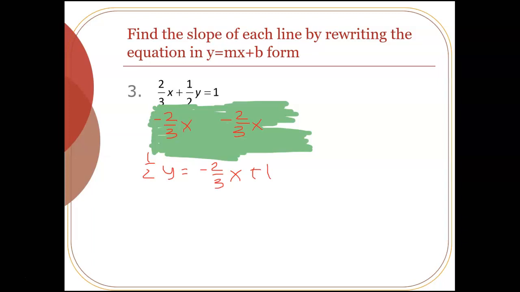Now in order to get rid of the 1/2, you're going to multiply everything by 2, because the reciprocal of 1/2 is 2. So 2 times 1/2 becomes 1y. 2 times negative 2/3 is negative 4/3 x. And 2 times 1 is 2. So my slope is negative 4/3.